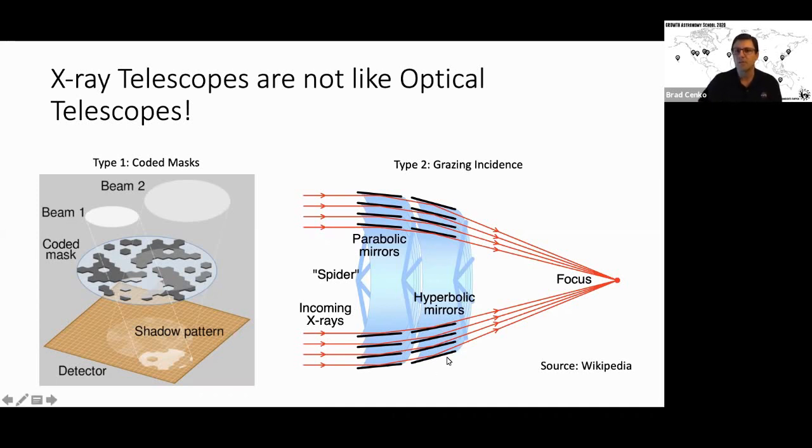And if you have two sets of them, in particular, this pair of shapes known as a parabolic segment and then a hyperbolic segment, you can show that an incoming plane wave here will be reflected down to a focus. And so you can actually get proper focusing imaging in the same way that you do in optical telescopes, but instead using this very different technique where we're using very shallow or grazing incidence angles.